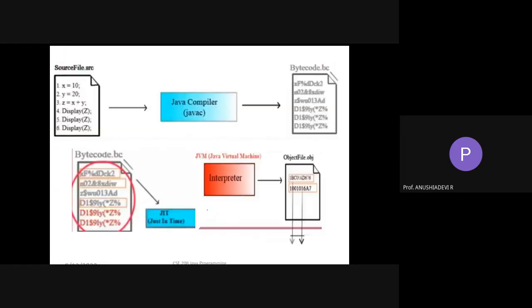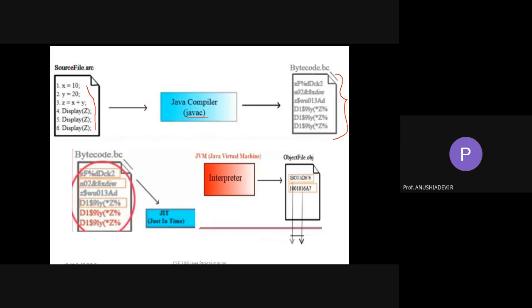Now we see how compilation and execution are performed in Java. You assume this as a Java code. First, it is compiled by the Java compiler, which is called javac. After compilation, we get an intermediate code called bytecode. The Java program and bytecode are platform independent.